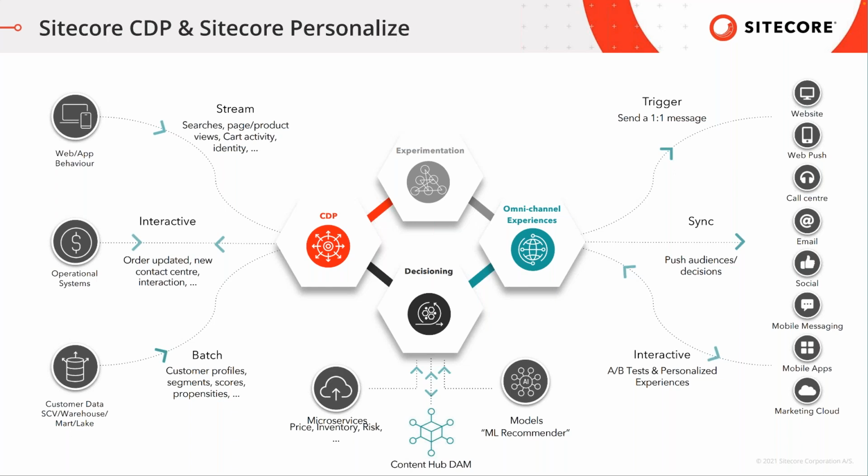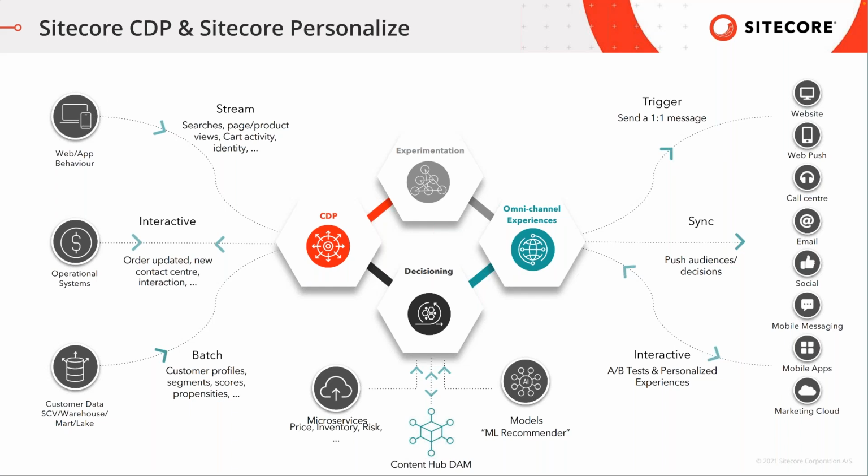So let's see how CDP and Personalize interact. Over on the left, we have all of these various data streams that's being consumed by the CDP. Then we have these other three items. This is where Sitecore Personalize comes in. You have the experimentation. This is where you can do your A/B testing.